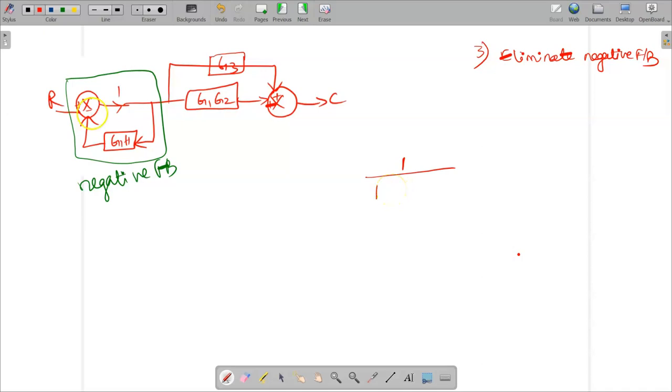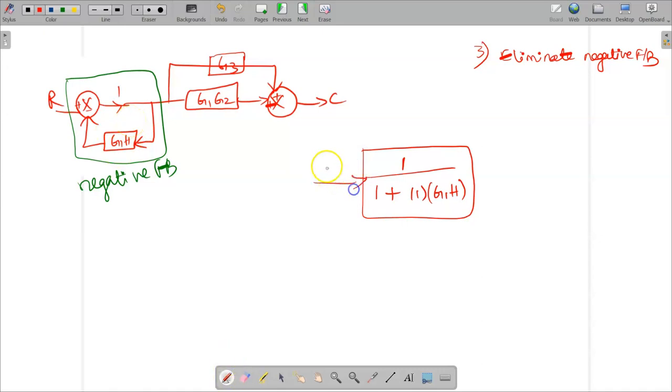Since you have minus, you have to put plus, and this forward path gain and feedback path gain, both you have to multiply. So forward path gain is 1 and feedback path gain is g1h. Both you have to multiply and write as the second term. If it is minus here use plus, if it is plus here use minus, and multiply these two terms. So 1 into g1h.